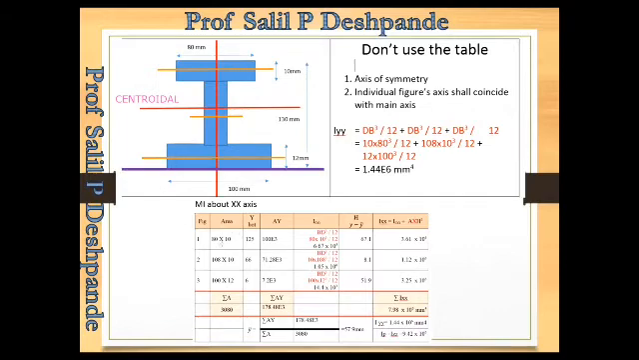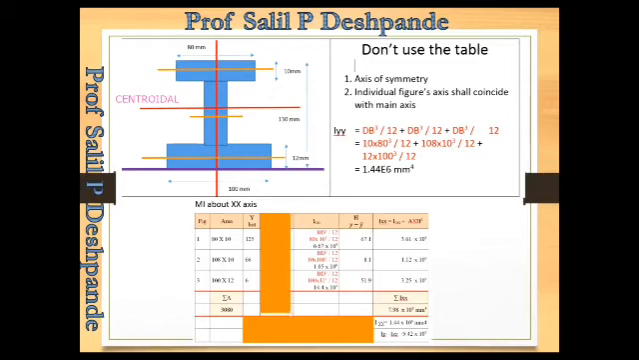So I got the area of figure number 1, y of figure number 1, same for figure number 2 and 3. But I don't want to calculate y bar, so I don't need this. I need area and y. हे मला पाहिजे. Then I definitely need the individual figures' moment of inertia.